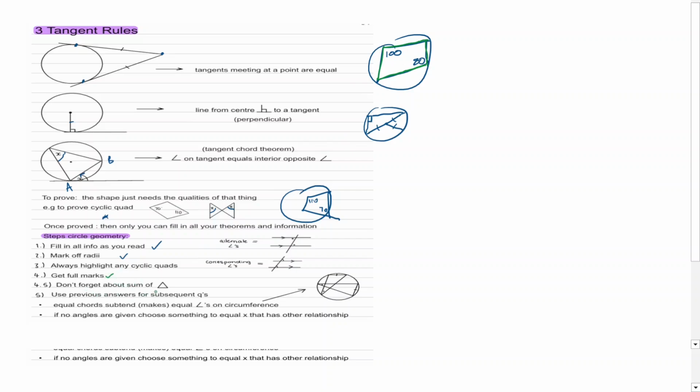Don't forget about the good old days when you weren't so stressed out with things like sum of angles in a triangle, angles on a straight line, exterior angle of a triangle. Sometimes you become so fancy with circle geometry that you forget the basics of grade 8. And then if you've had to prove something or work out something, it's generally advisable to look at that previous answer and use it for any subsequent questions.